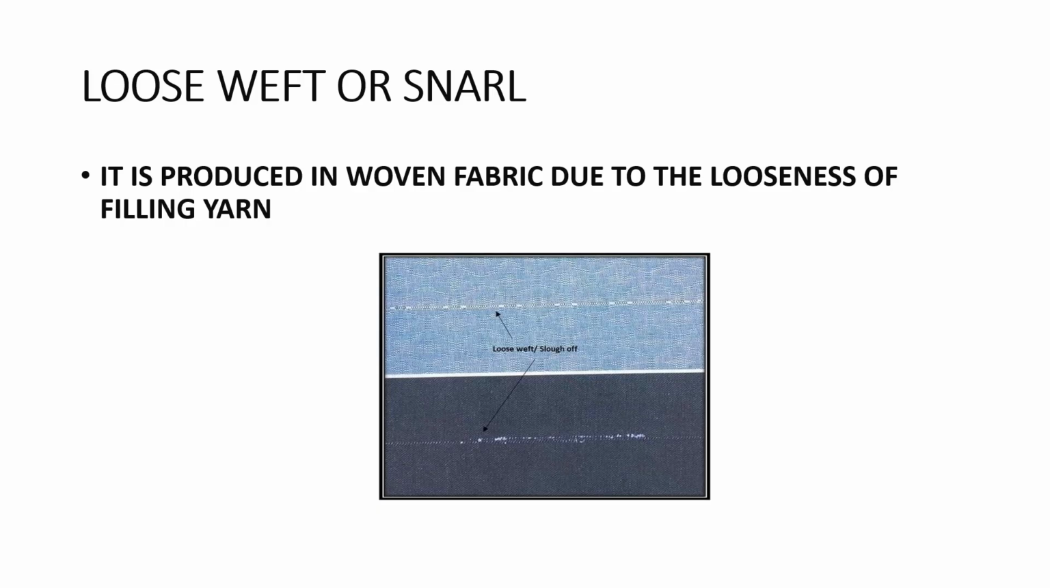Yes, we can still use the fabric, but that particular portion of the fabric will be a defect. So we have to cut that particular portion, and then stitch and continue, because this is a very important defect, and it has a huge impact on our eye, you can see. So it is an example of snarl or the loose weft.